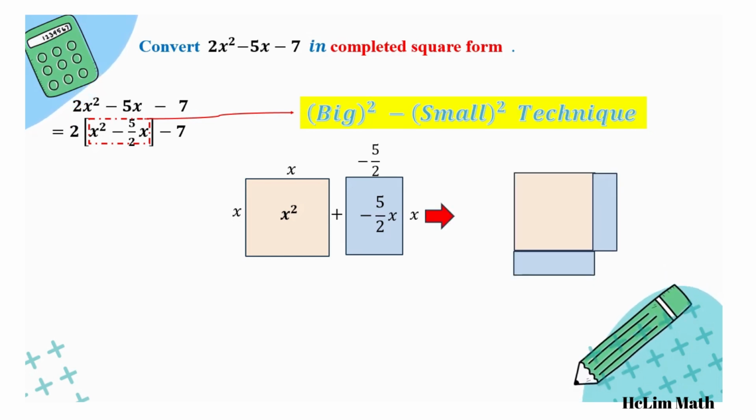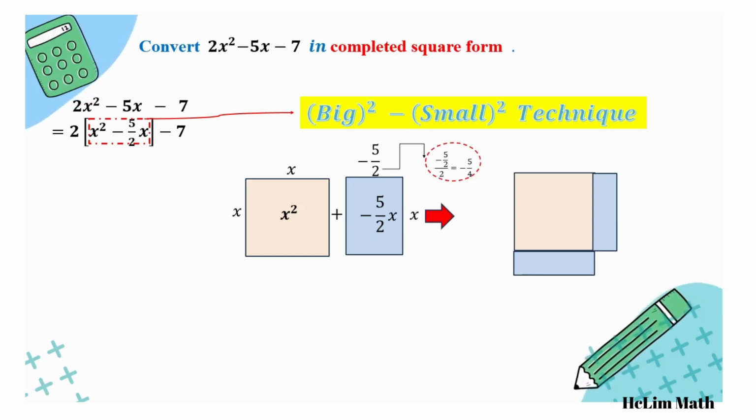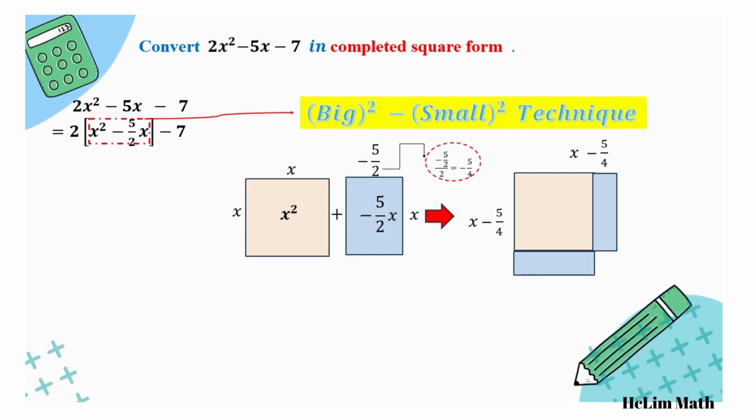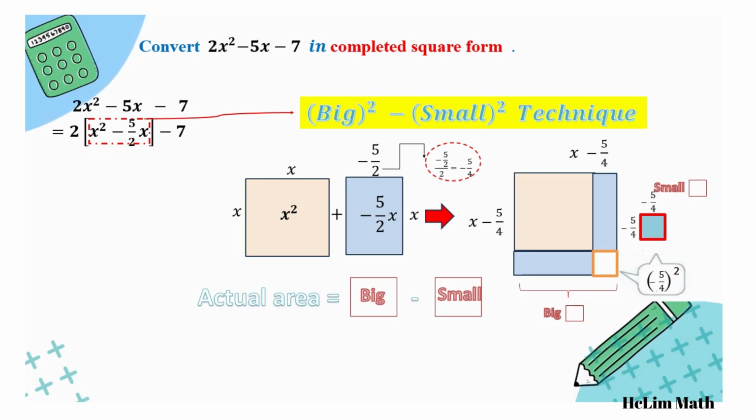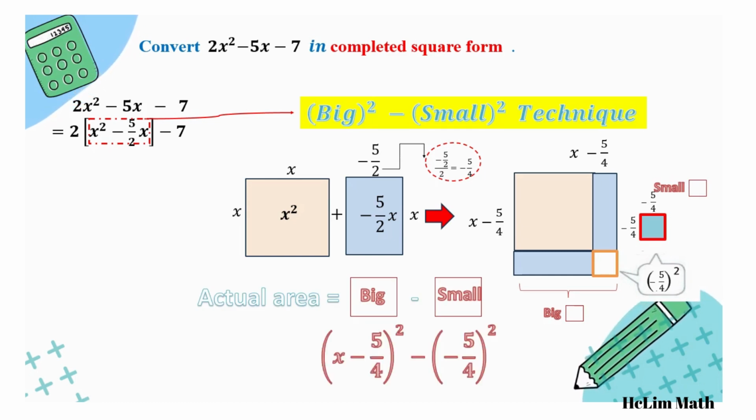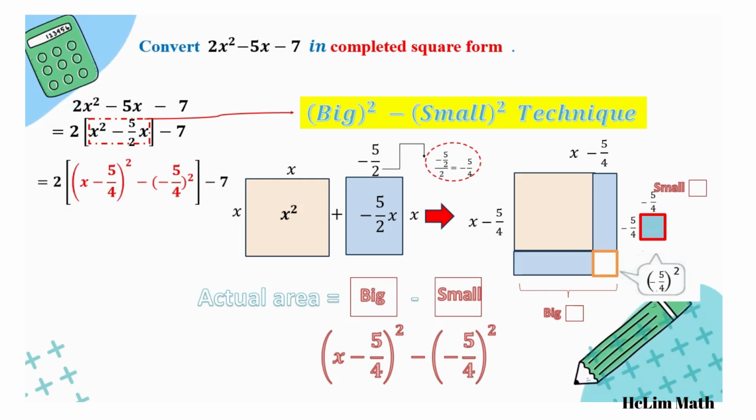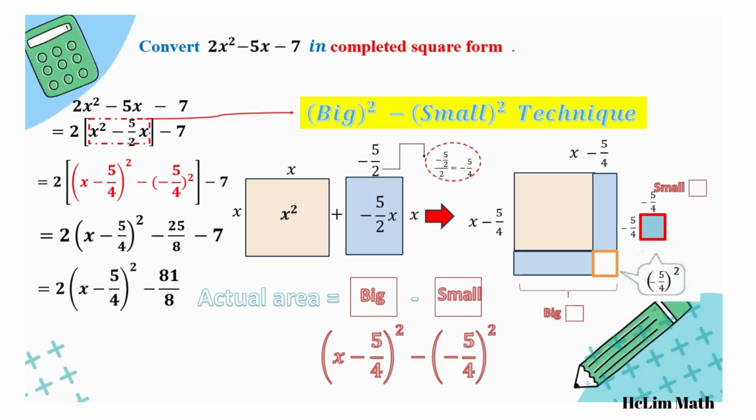In order to form a big square, we need to divide the coefficient of x, that is minus 5 over 2, by 2. We are going to get minus 5 over 4. Now, the side of the big square is x minus 5 over 4 and the side of the small square is minus 5 over 4. By applying the actual area of big square minus small square, we are going to have x minus 5 over 4 squared minus minus 5 over 4 squared. So we copy the result into the actual question and we simplify until we get the completed square form as 2 times x minus 5 over 4 squared minus 81 over 8.